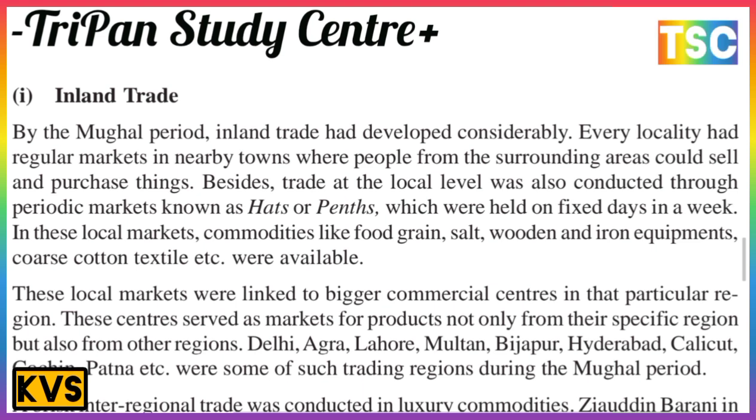In these local markets, commodities like food grain, salt, and wooden and iron equipment, cotton, textiles, etc. were available. And these local markets were linked to bigger commercial centers in that particular region. And these centers served as a market for products not only from their specific regions but also from other regions. Delhi, Agra, Lahore, Multan, Bijapur and Hyderabad, Calicut and Cochin, Patna, etc. are important places here, and were some of such trading regions during the Mughal period.